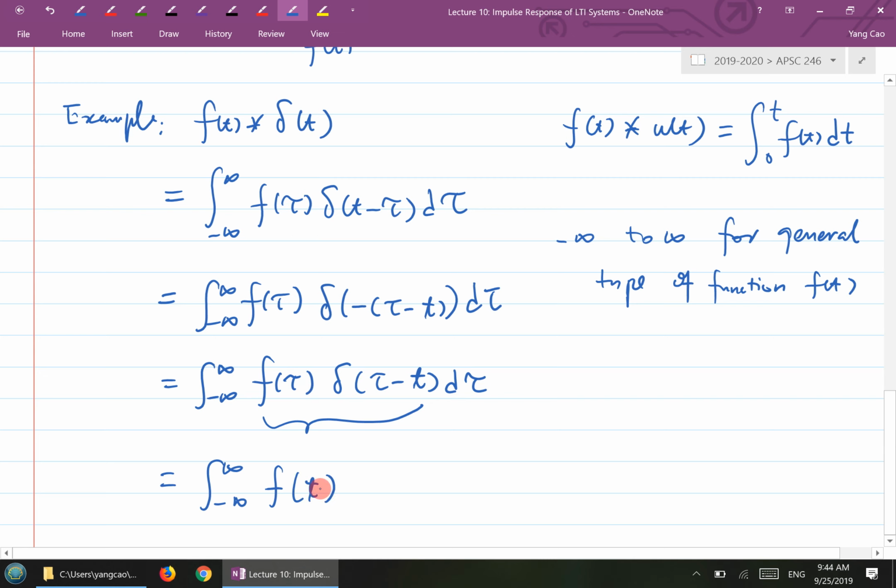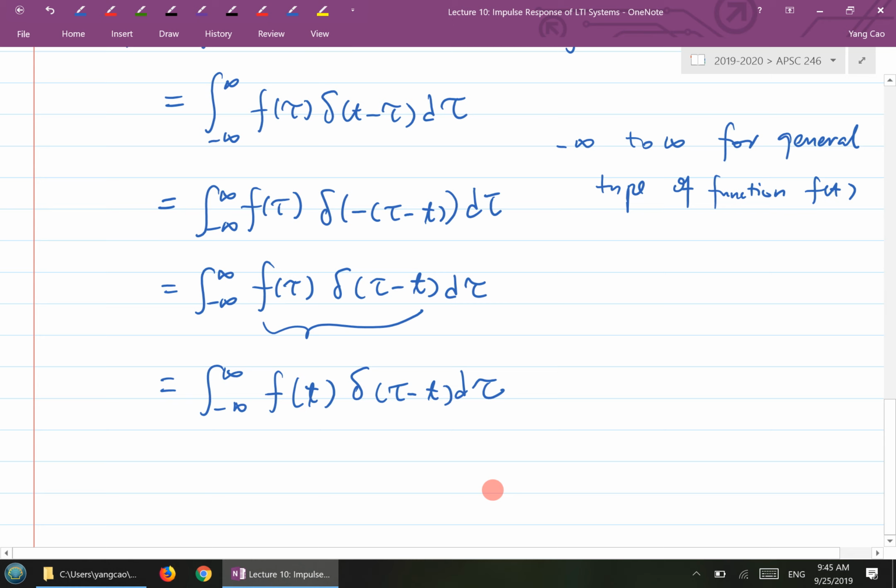Remember, when you have any function times the impulse function, because the impulse function only exists at that single moment, in this case only at the moment when tau equals t, you don't have to worry about anywhere else. That's why you can replace this tau with t here. And because you're integrating with respect to tau, this f of t becomes a constant as a whole, right? So you can move this term out of the integral here.